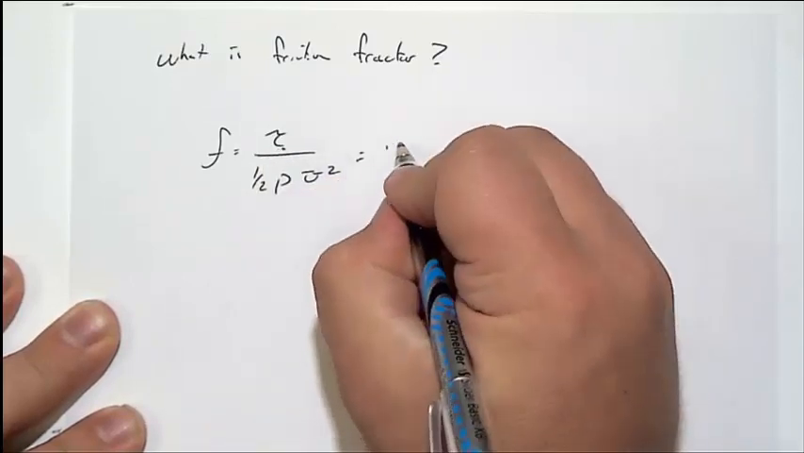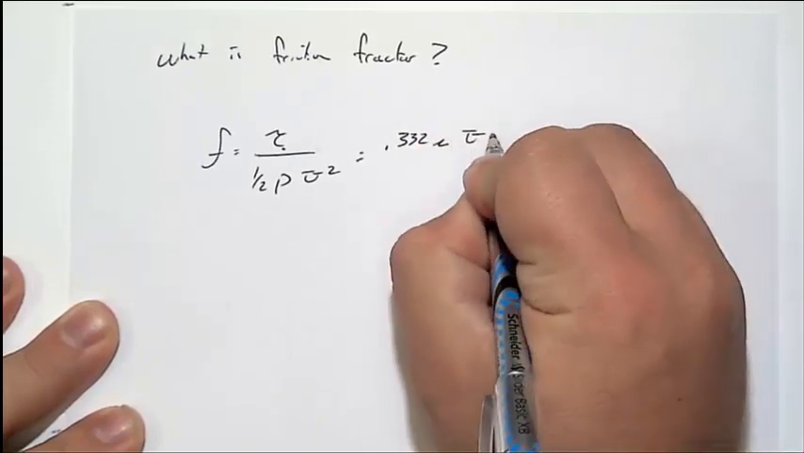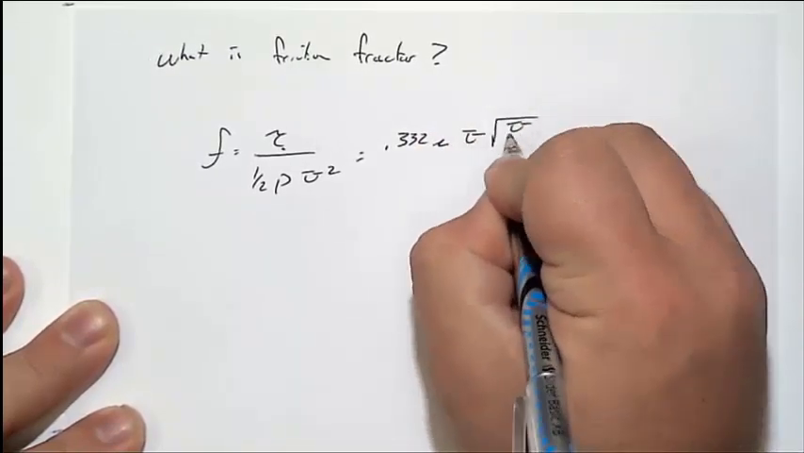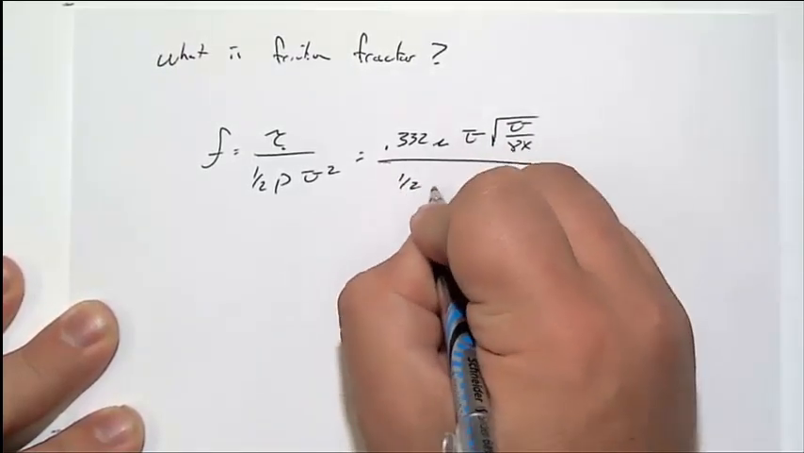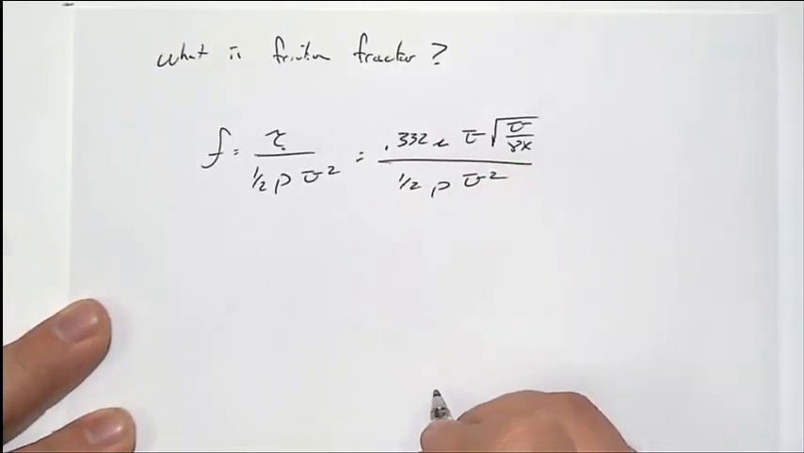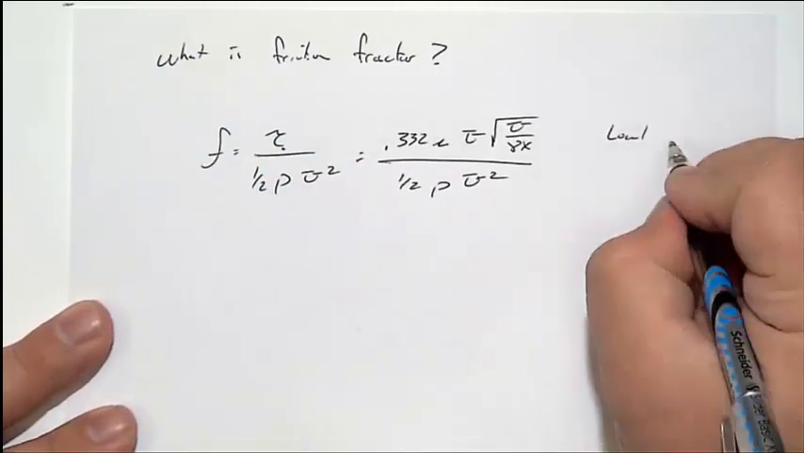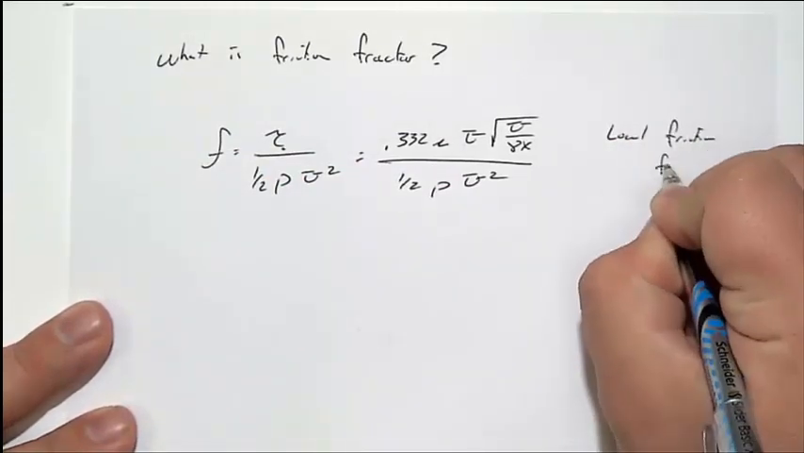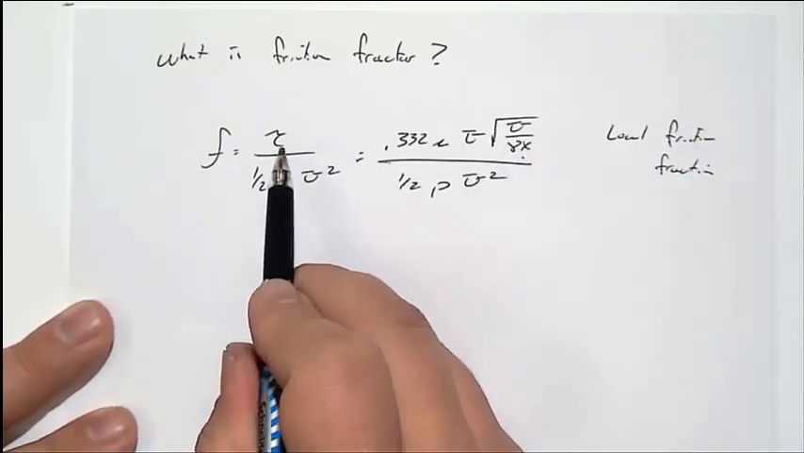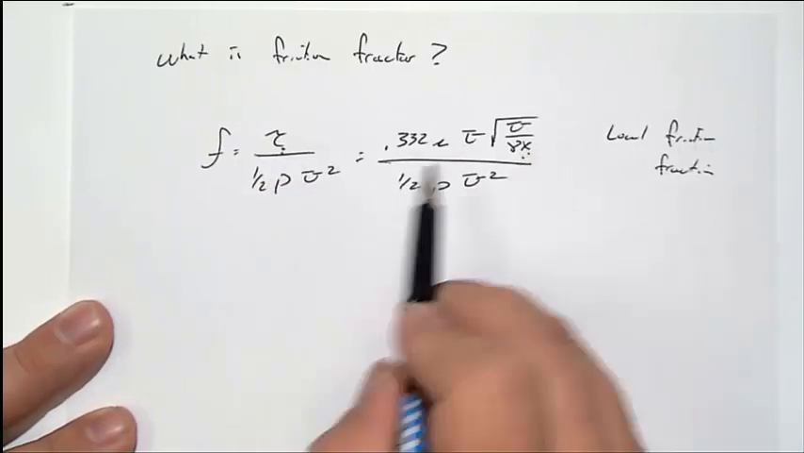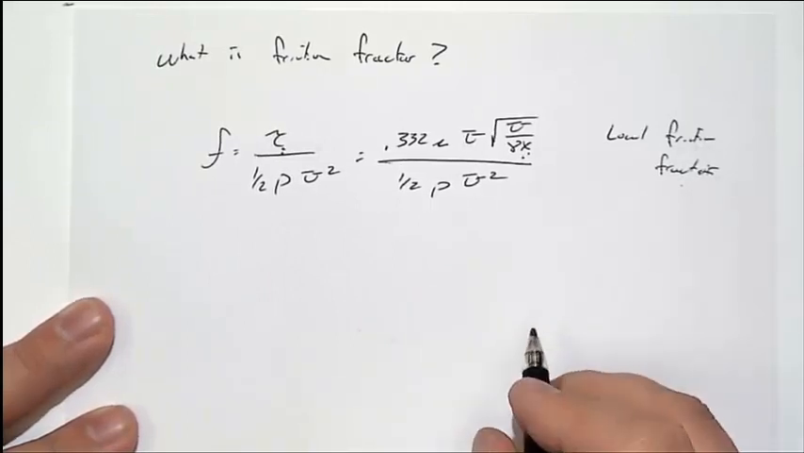And so what you see here is that we have our shear stress term, which is equal to our 0.332 viscosity velocity times the square root of velocity over kinematic viscosity times distance, over 1/2 rho velocity squared. And so this is the local friction factor. It takes the shear stress at that location, in this case x, as the localized friction factor.